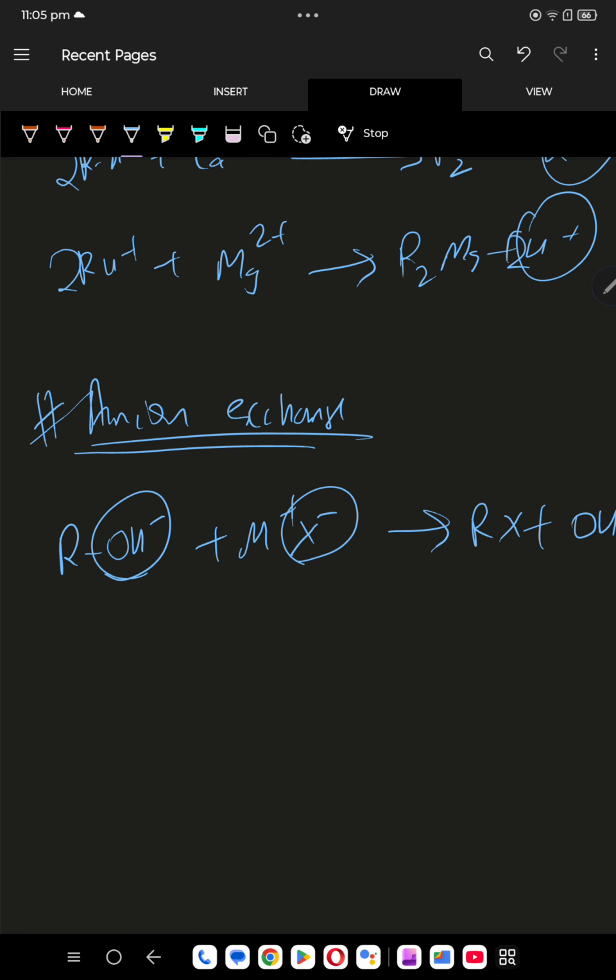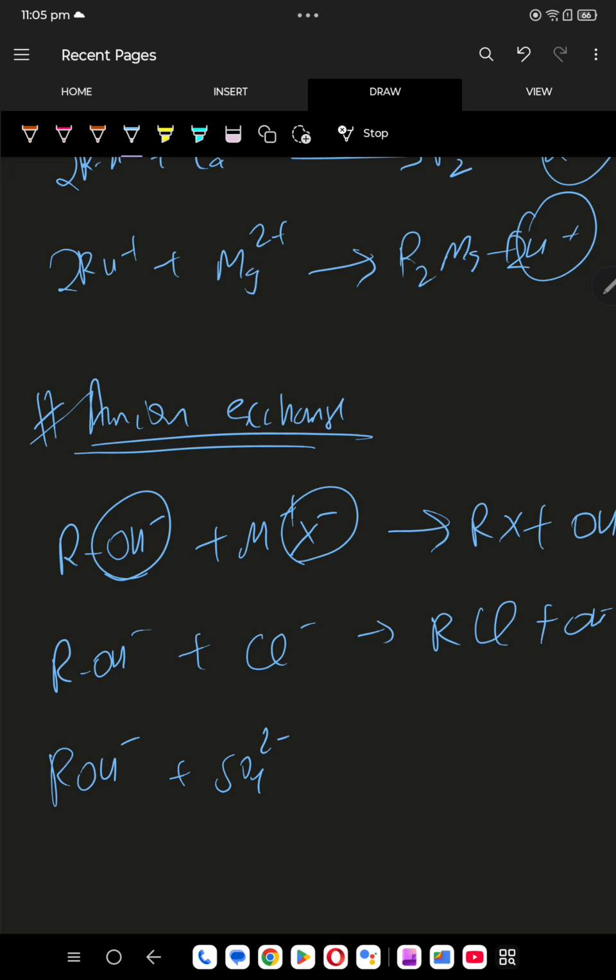Example, let's take suppose CaCl2, right? So Cl- we will take: ROH- plus Cl-. I'm only considering the anion part. I'm not taking Cl2 2-, Cl- only I'm taking. Is any valence there? No. So RCl plus OH-. One more example, SO4 we will take. SO4 2- will come. So just remember the standard examples and go.